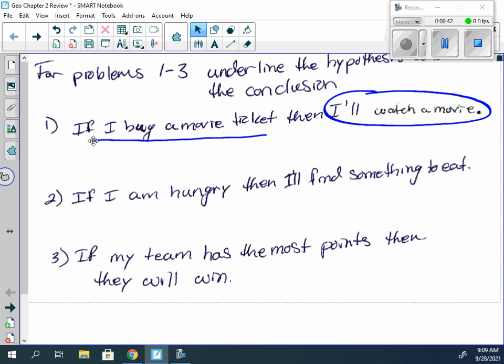The if and then is, I won't count off, but technically, the real hypothesis is I buy a movie ticket. The if is just setting off the statement. The actual hypothesis is that. The then sets off what follows, which is the conclusion. If you circle the if and then, I'm not going to mark it wrong, but really the if and then are not contained in the hypothesis or conclusion. It's the statements that follow.